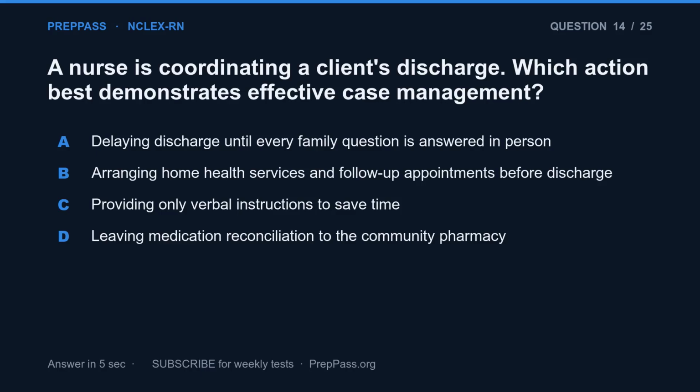Question 14. A nurse is coordinating a client's discharge. Which action best demonstrates effective case management? A. Delaying discharge until every family question is answered in person. B. Arranging home health services and follow-up appointments before discharge. C. Providing only verbal instructions to save time. D. Leaving medication reconciliation to the community pharmacy.